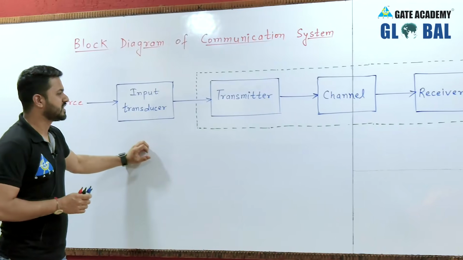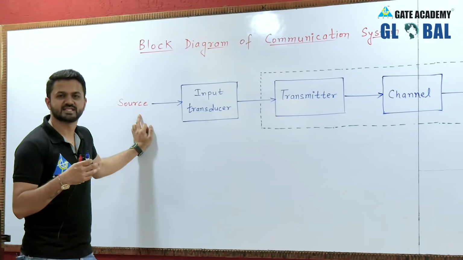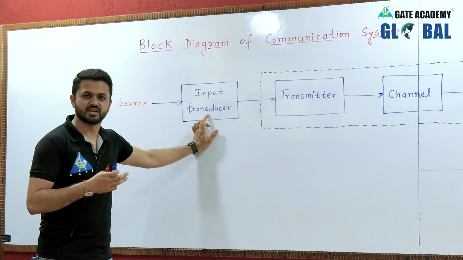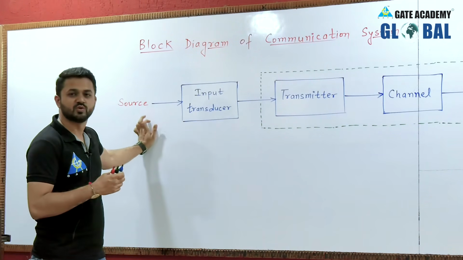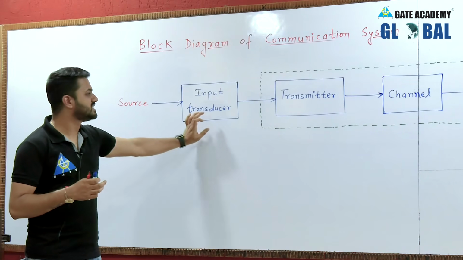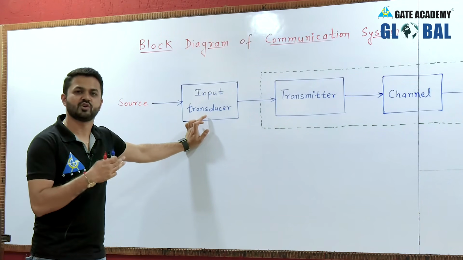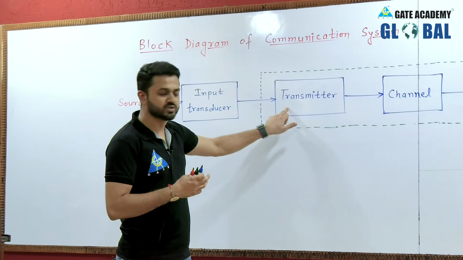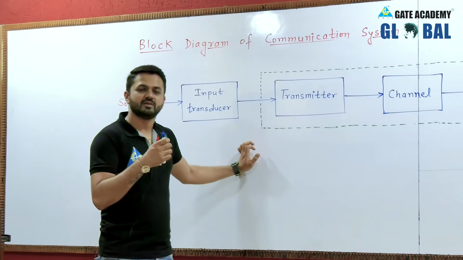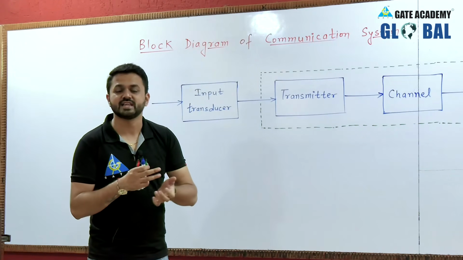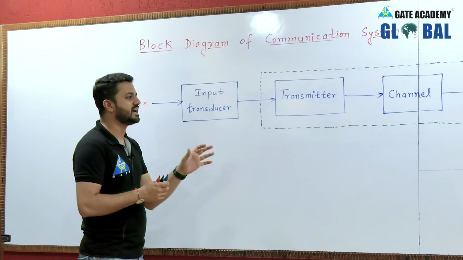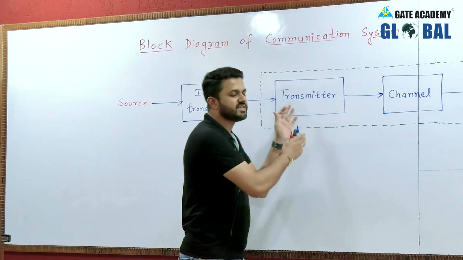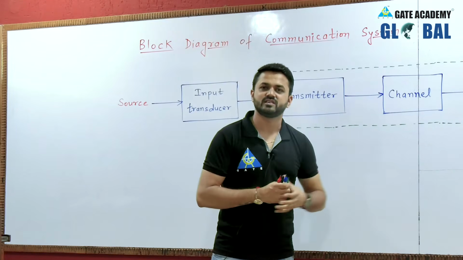In this block diagram, there is a source which generates our message signal, the information signal, and it is passed through this input transducer. The need of the input transducer is, if the source generates a non-electrical signal, then this input transducer will convert it into an electrical signal. This electrical signal will pass through the transmitter, and the transmitter performs some modification in this signal. It means that it modifies the original signal in such a way that it can be passed through the channel.